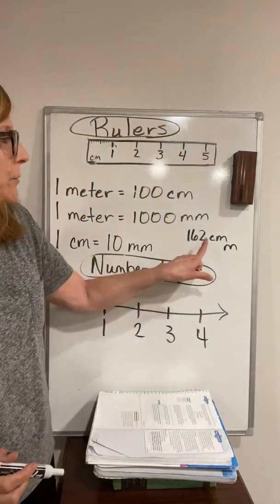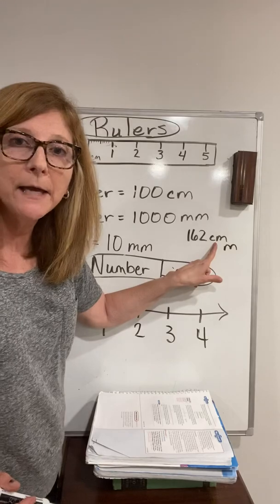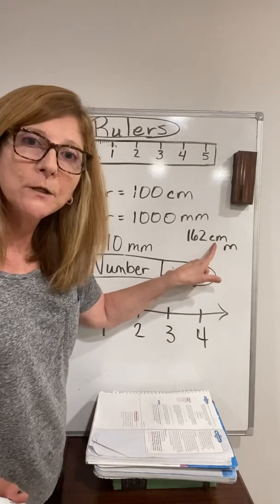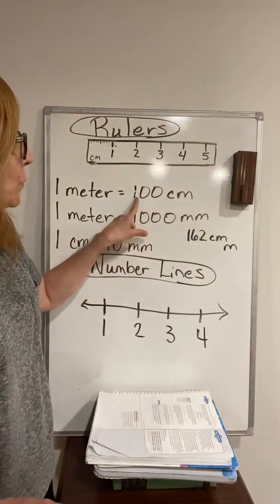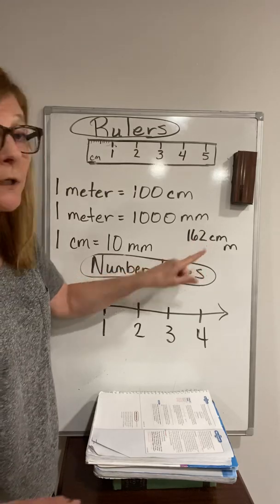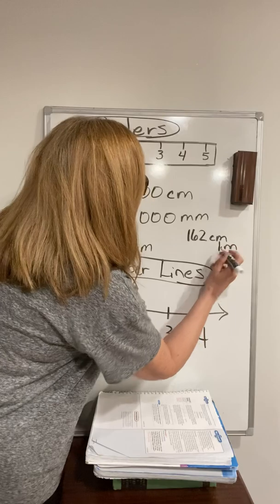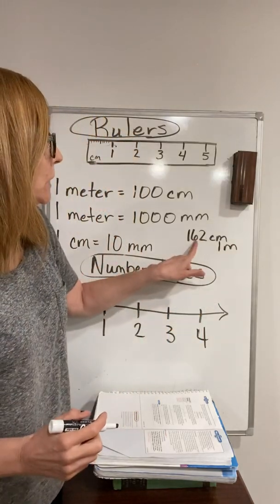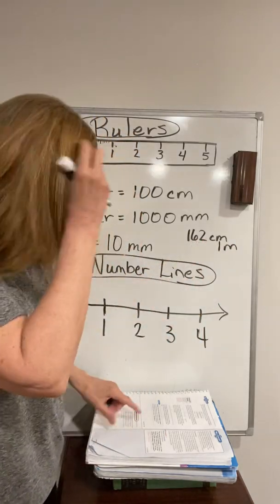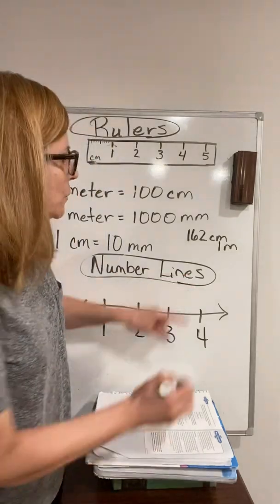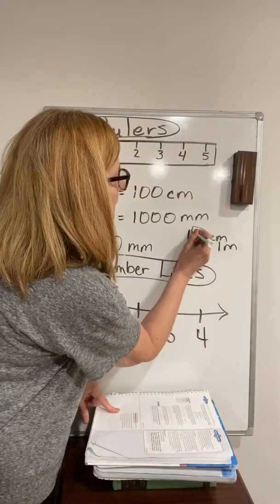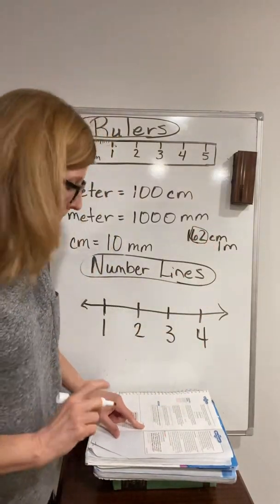Well, how many centimeters does it take to make a meter? 100. Look, I have 100. So I know he's at least 1 meter. So he's 1 meter. Okay, now look in your book. What are we going to do with this part? Look in your book.